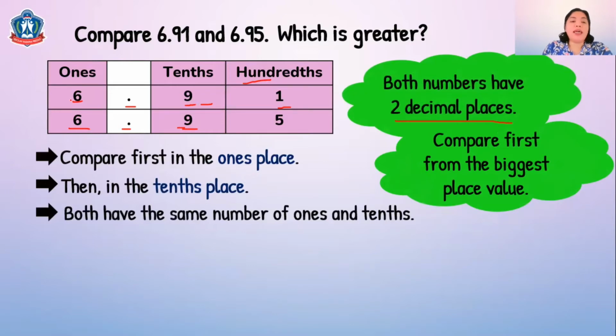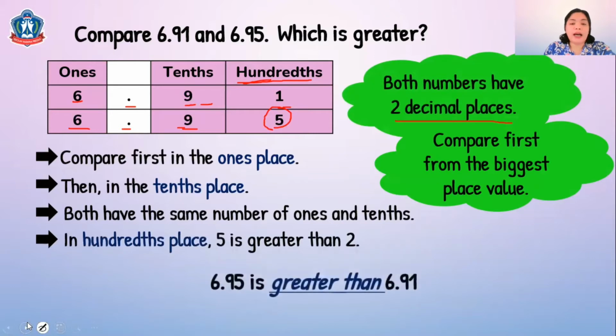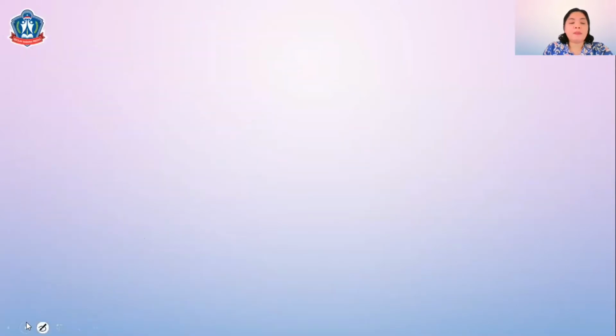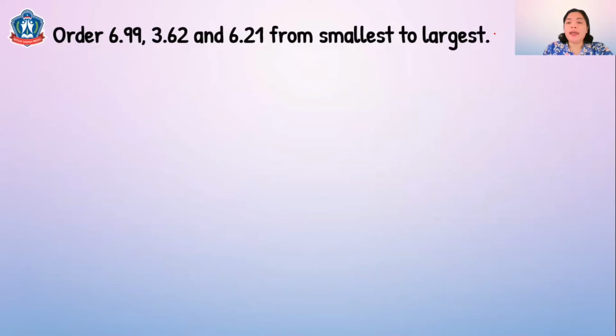So as we observe, they have the same number for ones and tenths. So we can only compare them in the hundredths place. And which one is greater, 1 or 5? Of course, 5. Therefore, the number that has a higher value is 6.95. So this is greater than 6.91. So we write it as 6.95 is greater than 6.91.